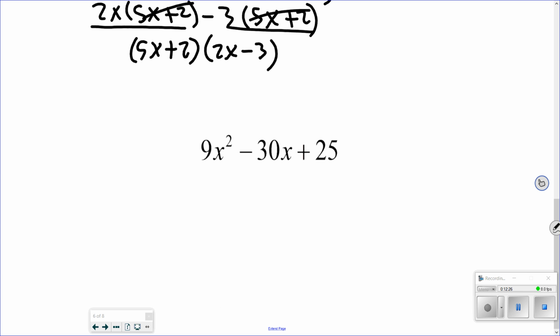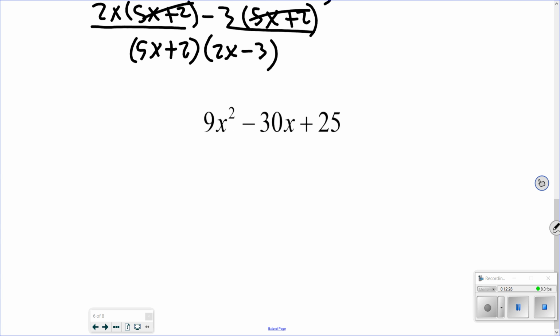One last problem I wanted to show you is sometimes you'll have a problem like this. It's 9x squared minus 30x plus 25. It looks like a really hard problem, but there's a shortcut for this one. If you recognize that the 9x squared is a perfect square, and so is the 25, then check the middle term. The way we check is we go 3x times 5 is 15x times 2 is 30x. It equals what's in the middle.